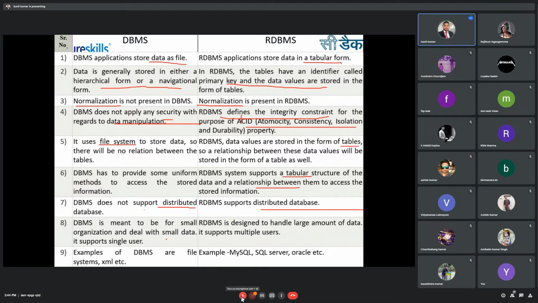DBMS is useful for small organizations, right? Suppose a small organization, any college or any university, it can be useful. But when you have a large amount of data, many companies, then you need to use a traditional RDBMS. Examples of DBMS are file system and XML, and examples of RDBMS are MySQL, SQL Server, Oracle. So these are the basic differences between DBMS and RDBMS.